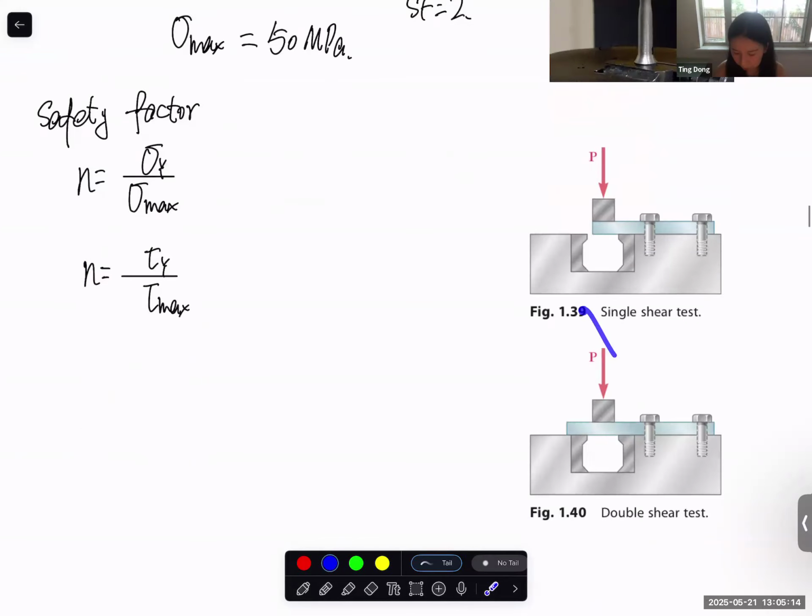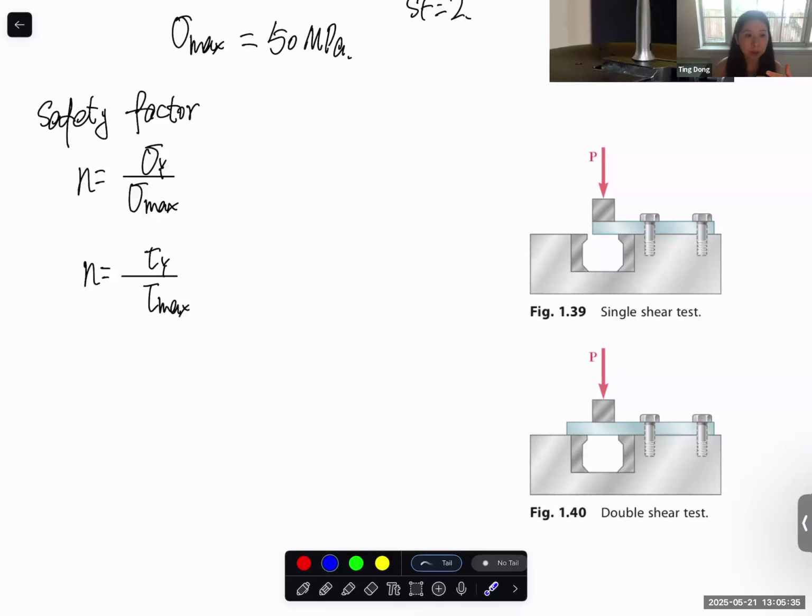And of course, this is how we do the test of the shear in the lab. So this is the single shear, which means that the shear force is carried by one area here, and double shear is carried by two areas. So this is the definition of safety factor.